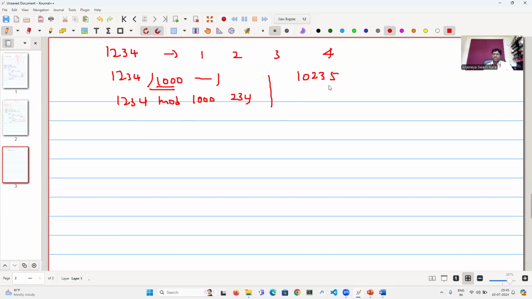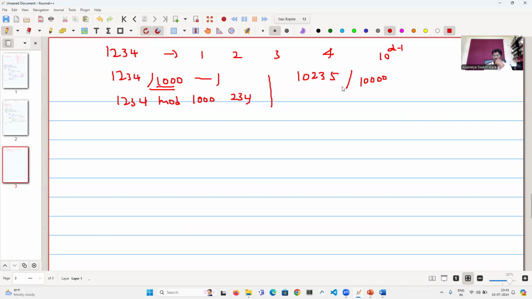Then the number of digits is 5, so you should divide with 1, 0, 0, 0, 0, that is 4 zeros. So it will be 10 to the d minus 1, where d is the number of digits of the number. Initially we should start by dividing with 10 to the d minus 1.